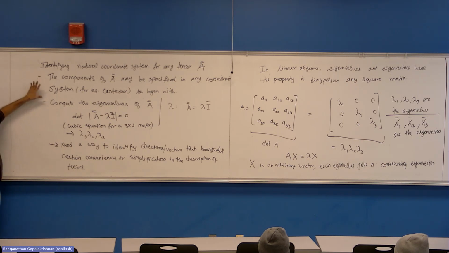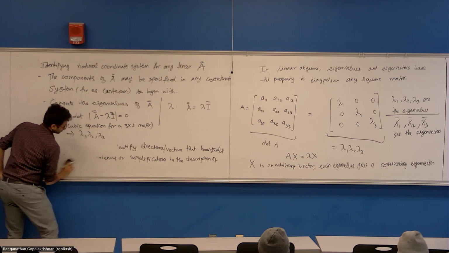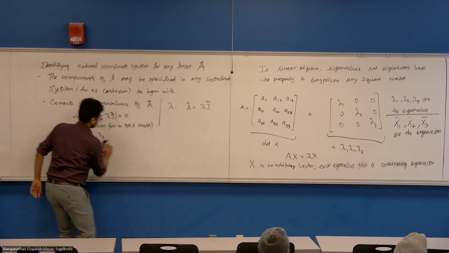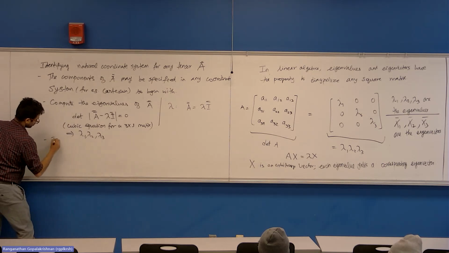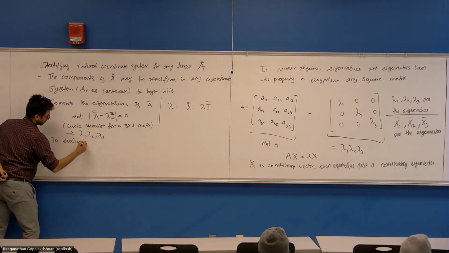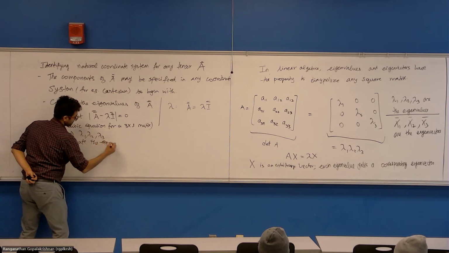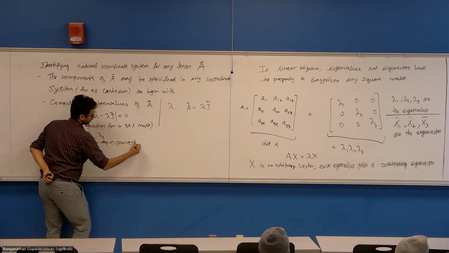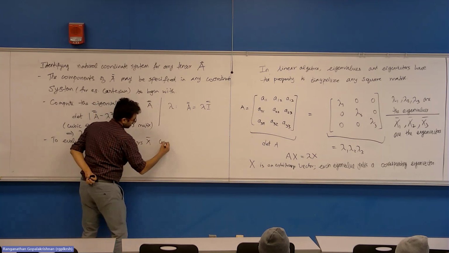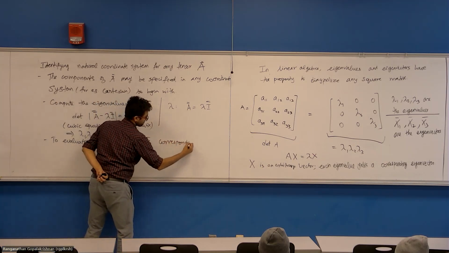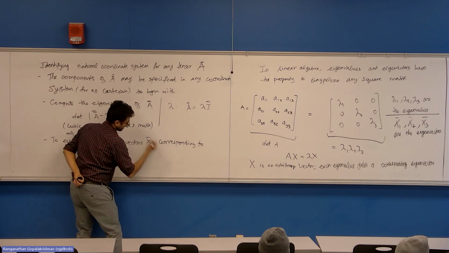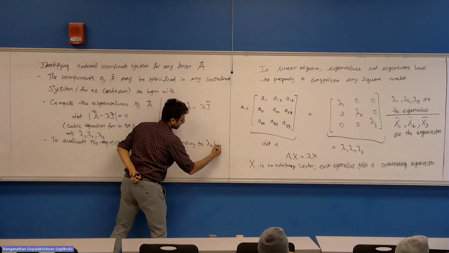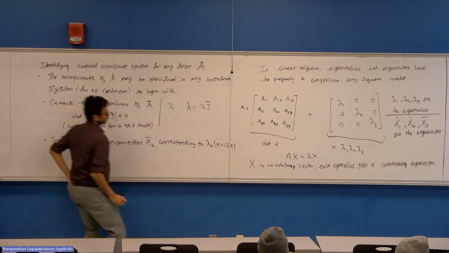Step one is to first express the components of the tensor in any coordinate system. Step two is to compute the eigenvalues. Step three is to evaluate the eigenvectors x corresponding to, or I call this x alpha, corresponding to lambda alpha, where alpha takes values 1, 2, and 3.